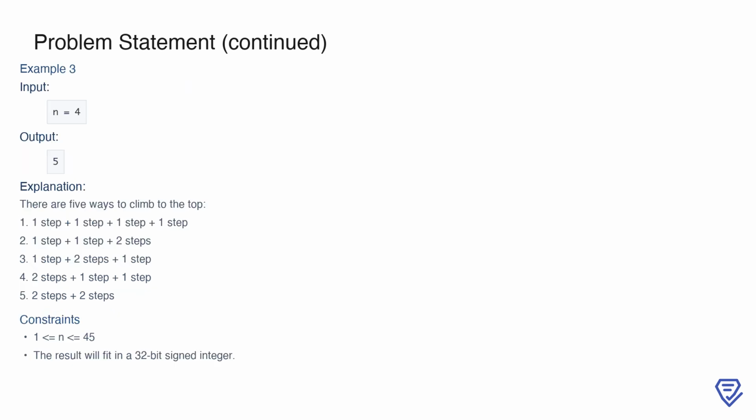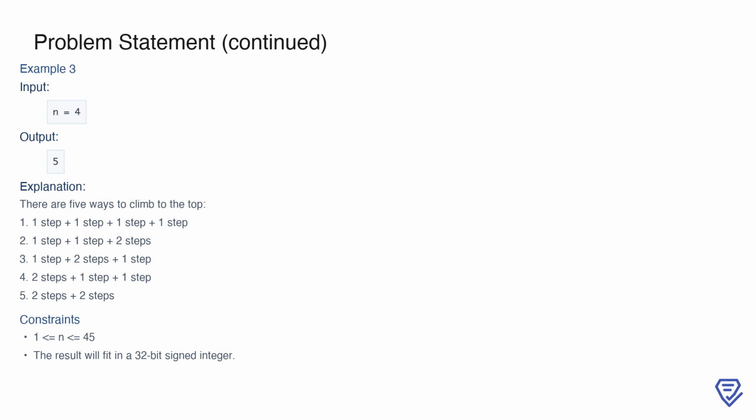For n equal to 4, the output is 5, because there are 5 distinct ways to climb the staircase. The first way is by taking 4 individual one-step moves. The second way is to take two one-step moves followed by one two-step move. The third way is to take one one-step move, then a two-step move, and then another one-step move. The fourth way is to take a two-step move followed by two one-step moves. Finally, the fifth way is to take two two-step moves.